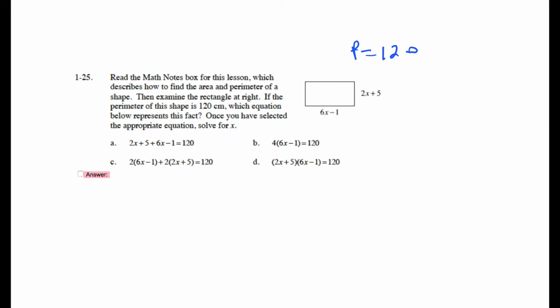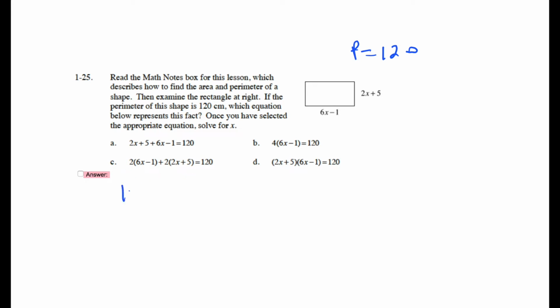Once you have selected, oh, cool. You look, you don't have 4 problems. You just have to find the right one. See? So, oh yeah, 2 times one side plus 2 times the other side equals 120. Boom. And solve it, yeah.